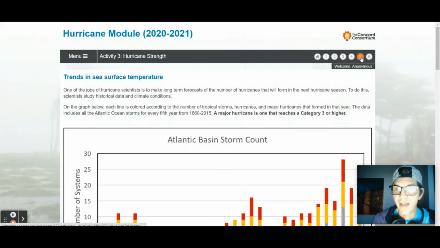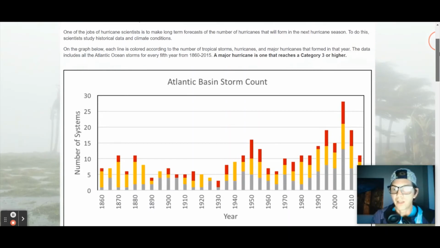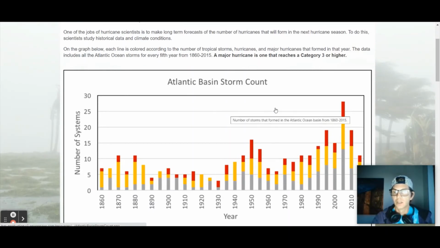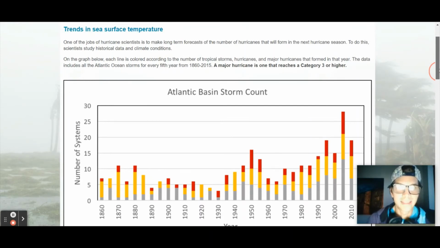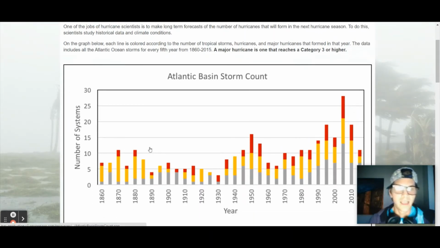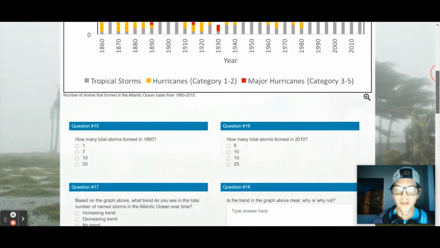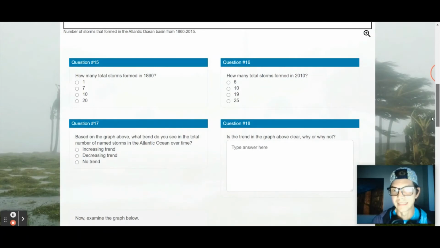In section 5, we're going to start taking a look at long-term data. So remember, weather is short-term. The climate is going to be looking at long-term data. So when we're looking at this data table, we're going to see every 5 years how many hurricanes are happening in the Atlantic Basin. And the questions here are going to ask that you analyze this data.